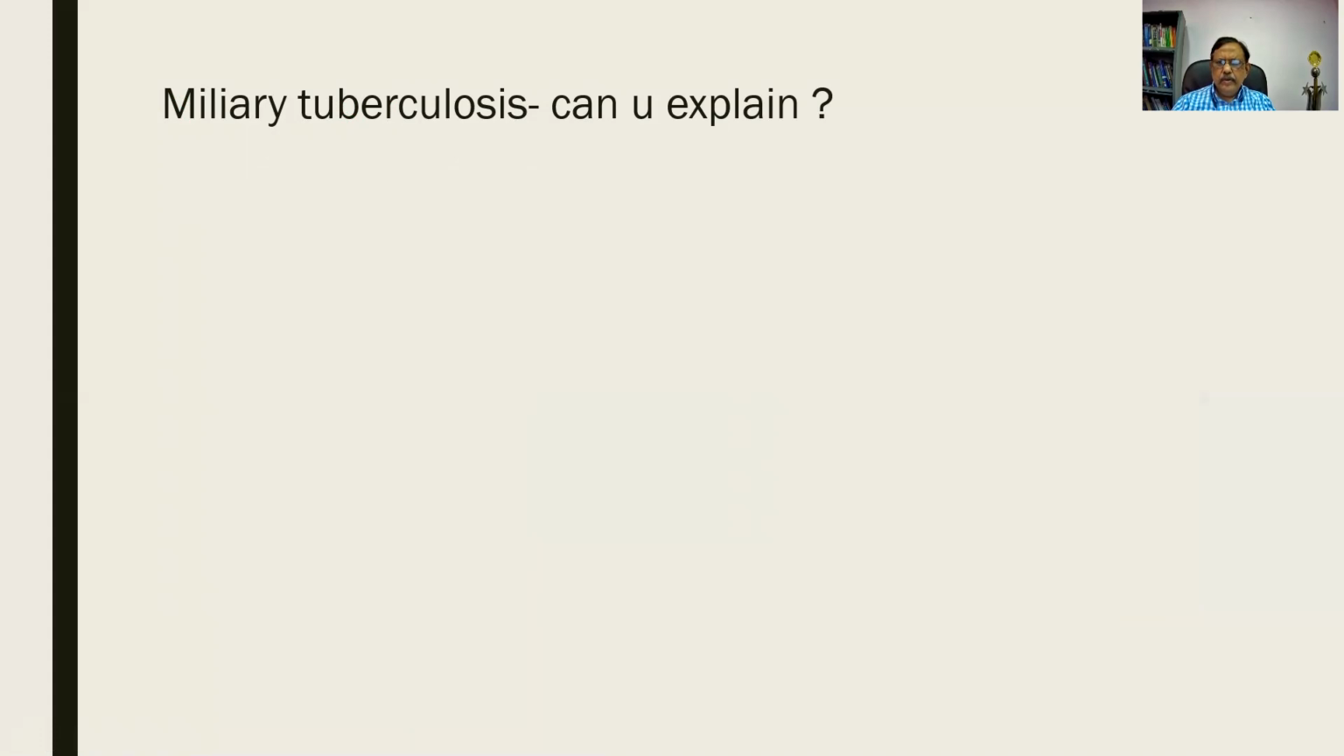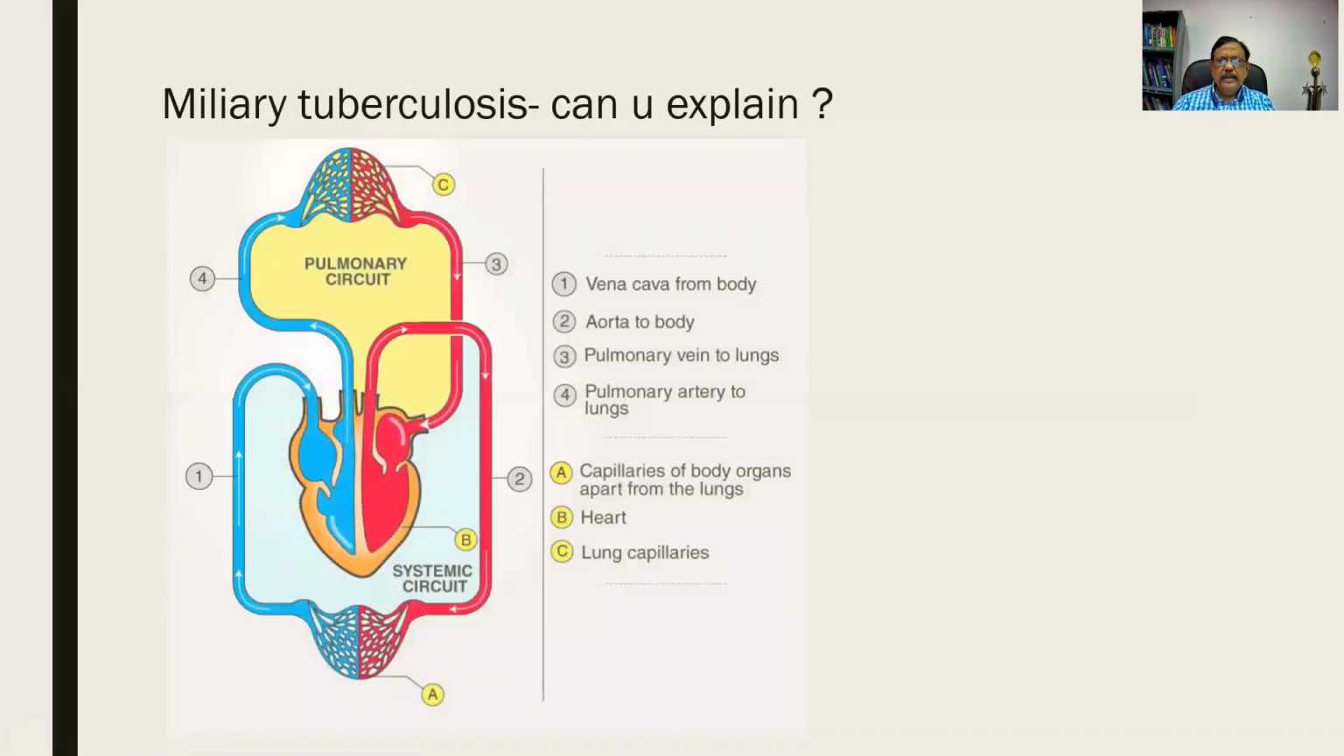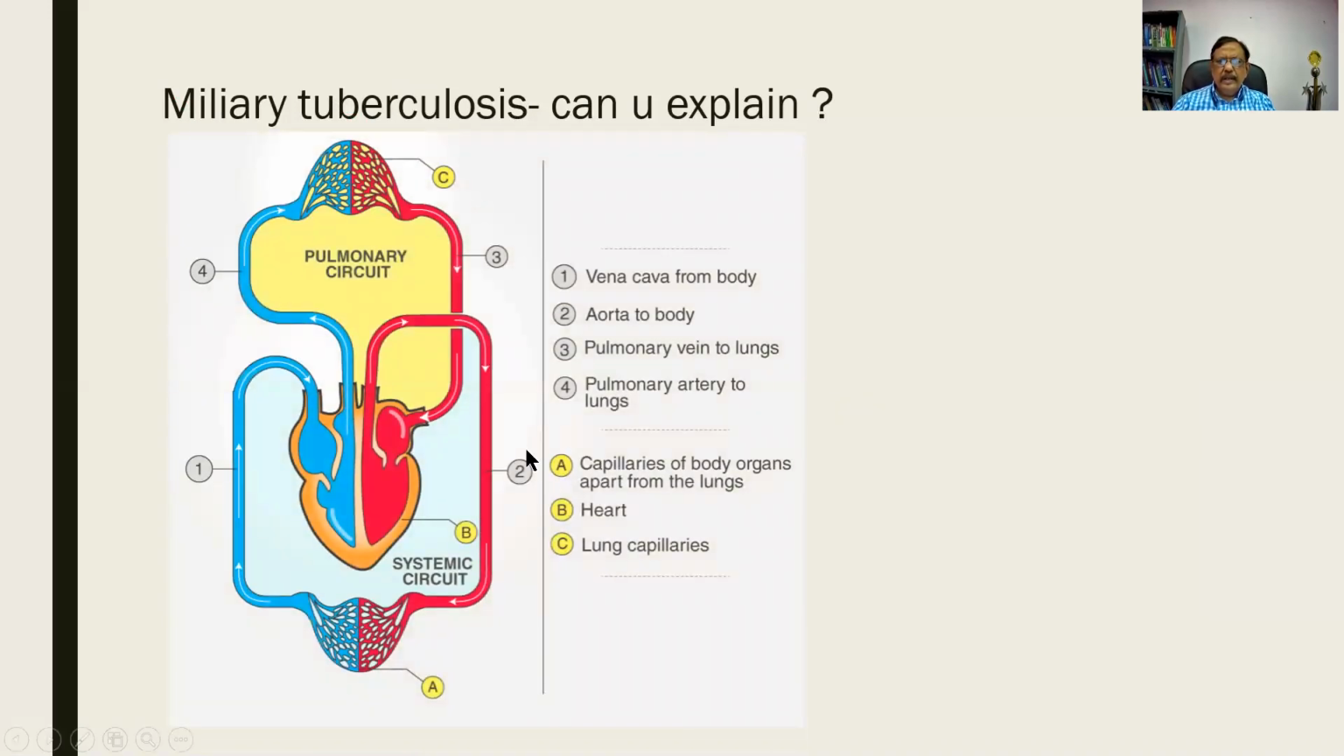So why do you get this miliary tuberculosis? What are the types of miliary tuberculosis? For that, I should be able to recollect the circulation. So this is a diagrammatic representation of the lung. When there is going to be a lesion in the lung, these are the pulmonary veins. It goes to the left side of the heart, which is a systemic circulation. From the systemic circulation, it is an arterial circulation. It can go to any part of the body, including the lung. So this is called a systemic miliary because it enters the systemic circulation.